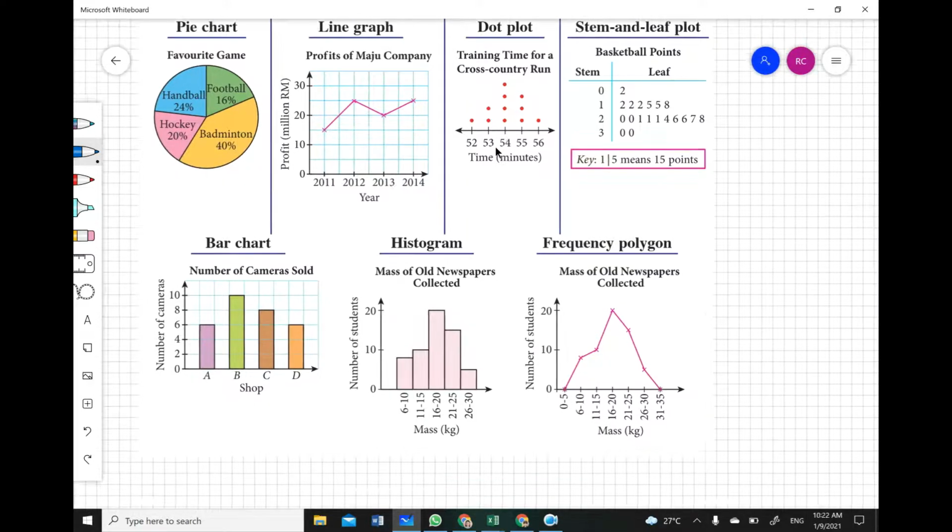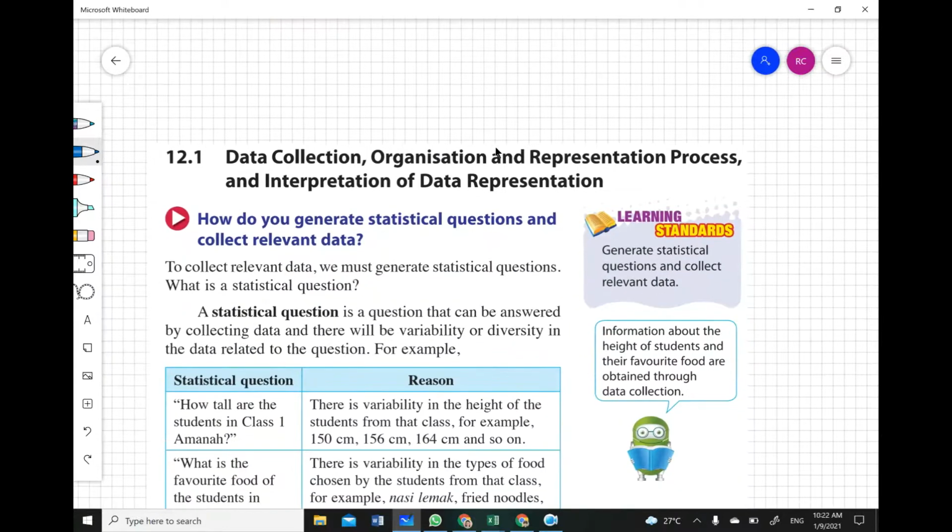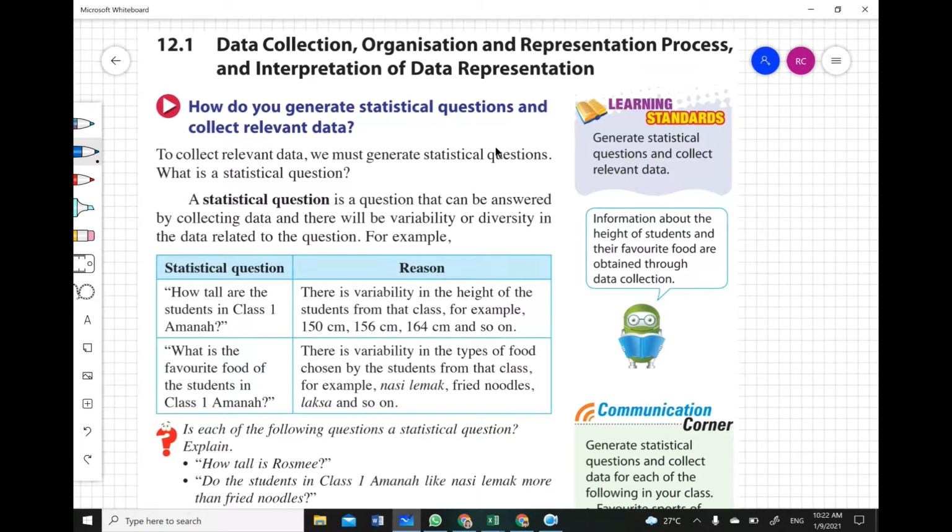Okay, let us go through the next thing now. So first thing, before you start with data handling over here, you need to know how to collect data. So we can see the 12.1 that you are going to learn is about data collection, organization, and the representation process, and interpretation of data representation. So firstly, how do you generate statistical questions and collect relevant data? To collect relevant data, we must generate a statistical question. So you need to know what is a statistical question.